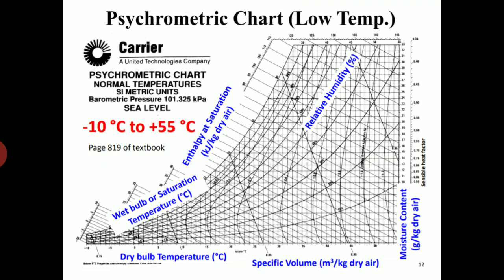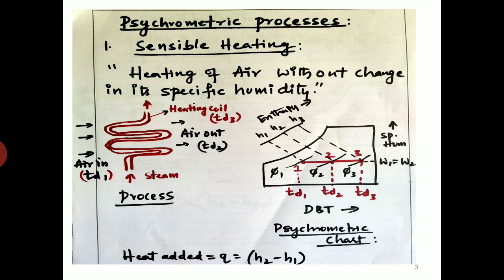Then there are the specific volume lines, so V also we can obtain. These are the lines numbered 1, 2, 3, 4, 5. Let us know in detail what the psychrometric chart says. In order to study psychrometry, we need to understand the processes, how exactly the processes take place.